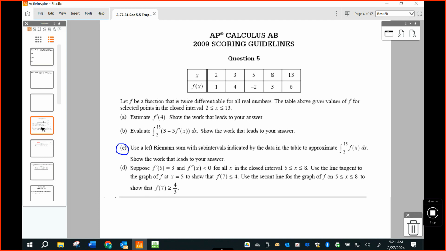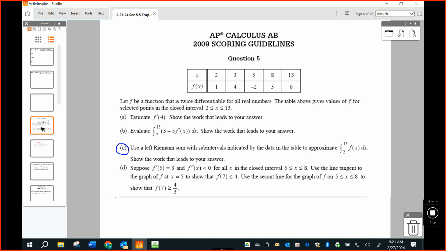We're going to look at C. It says use a left Riemann sum with subintervals indicated by the data in the table to approximate the integral of f from 2 to 13. Show the work that leads to your answer. So after you copy down this table, I just want you to write down this integral, the integral of f from 2 to 13. We're going to approximate the area under the curve, f, from 2 to 13, using the data points given in the table.